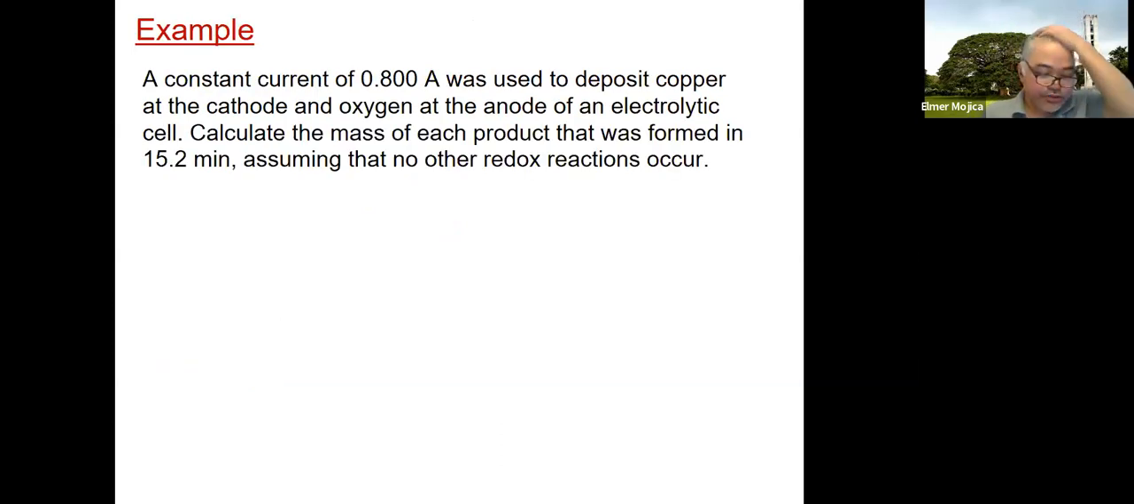So if we're going to look at how these definitions can be used to calculate the mass of a chemical species that is formed at an electrode by a current of known magnitude, we can have this problem. A constant current of 0.80 ampere was used to deposit copper at the cathode and oxygen at the anode of an electrolytic cell. Calculate the mass of each product that was formed in 15.2 minutes, assuming that no other reactions happen. So what's the first thing that we're going to do here?